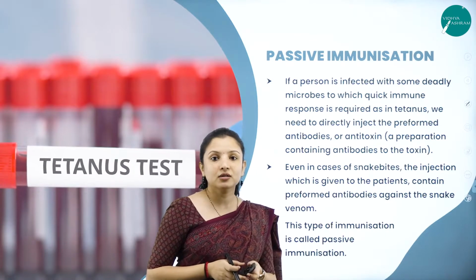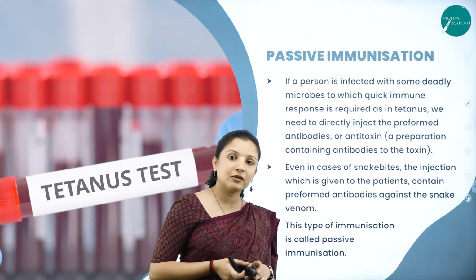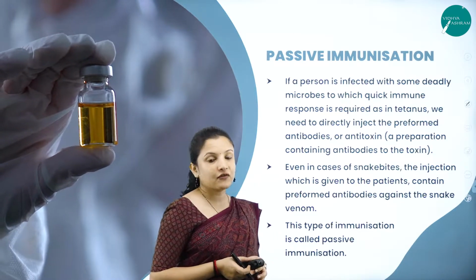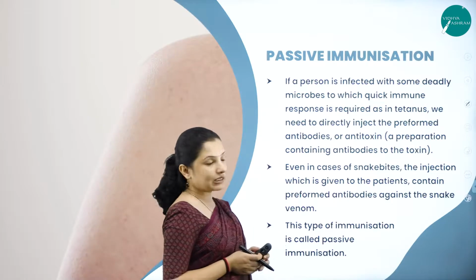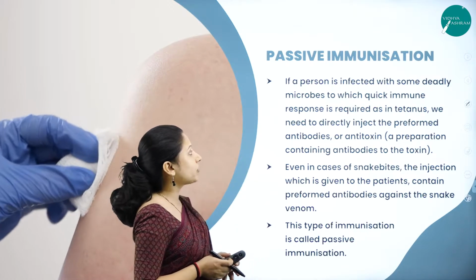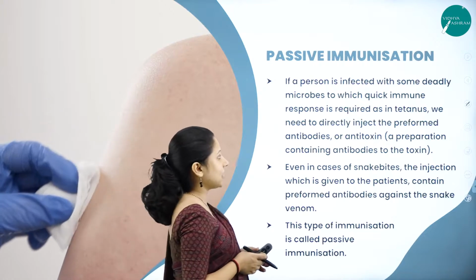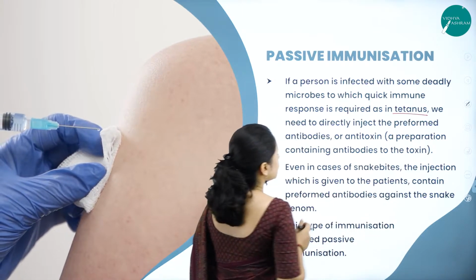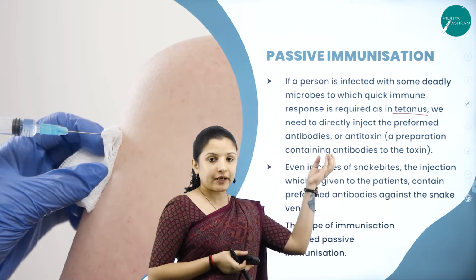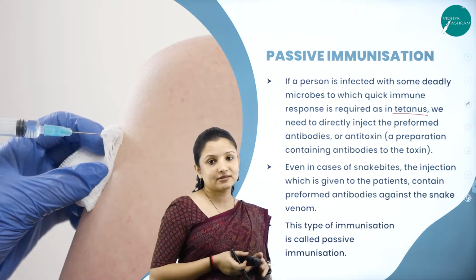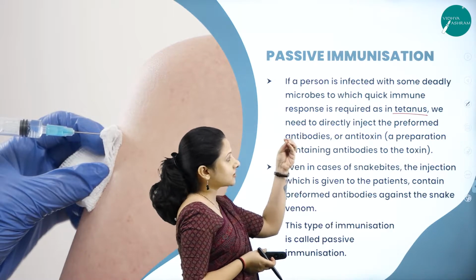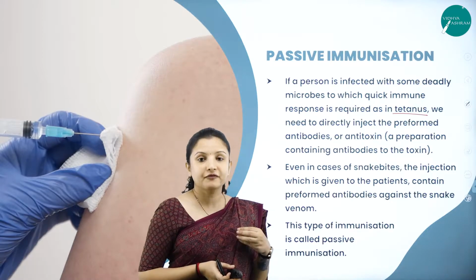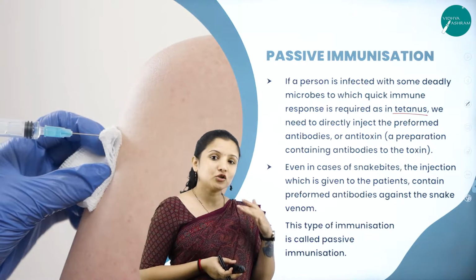Now let's study the two types, that is passive immunization and active immunization. Passive immunization: if a person is infected with some deadly microbes to which a quick immune response is required, we will take the example of tetanus. Tetanus is caused by a pathogen, and it is very deadly. It usually causes death of a person if left untreated. So it is better to prevent the disease.